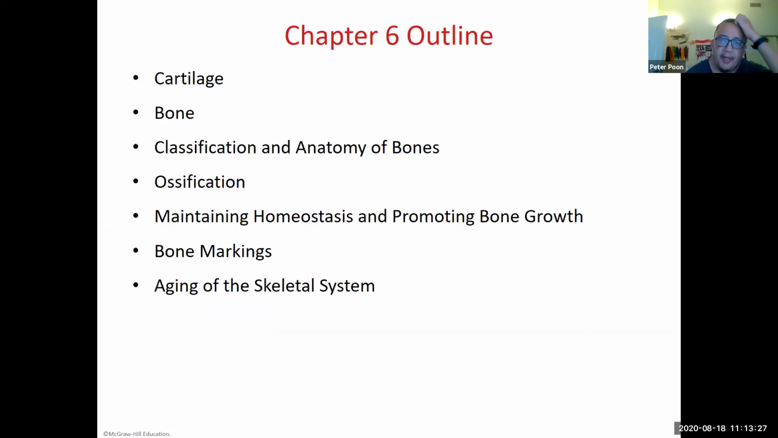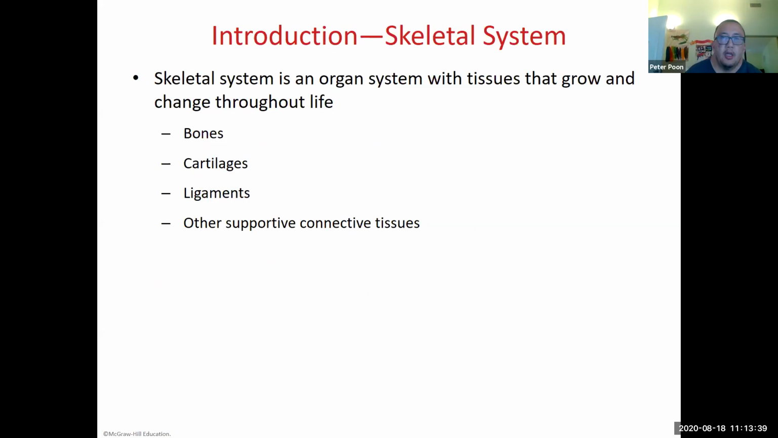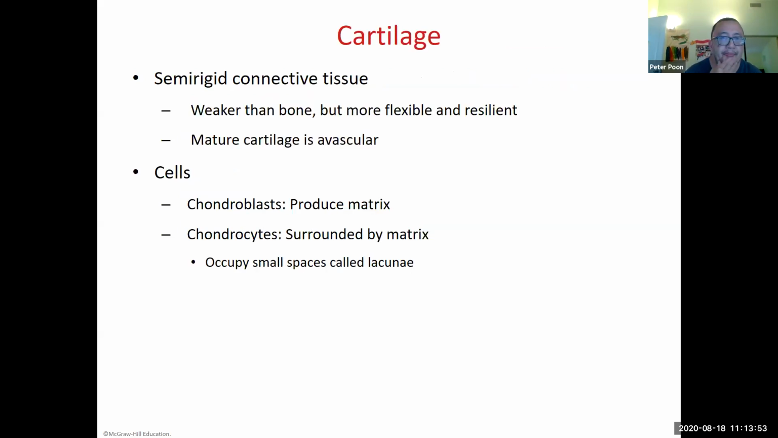Okay. So chapter 6 deals with the skeleton, so cartilage and bone, and how we make bone and stuff like that. The skeletal system is the organ system with tissues that grow and change throughout life. And it not only includes bones and cartilage, it also includes ligaments and other supportive tissues that wrap around bone and protect them.